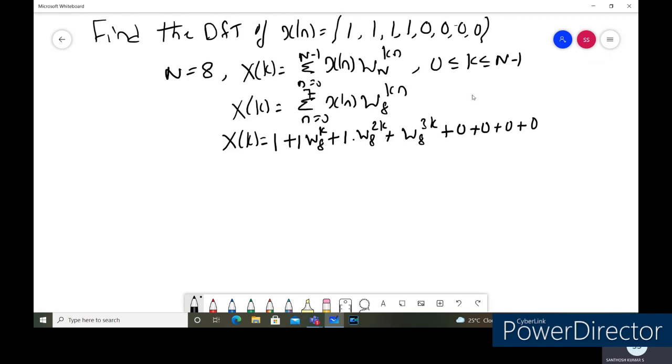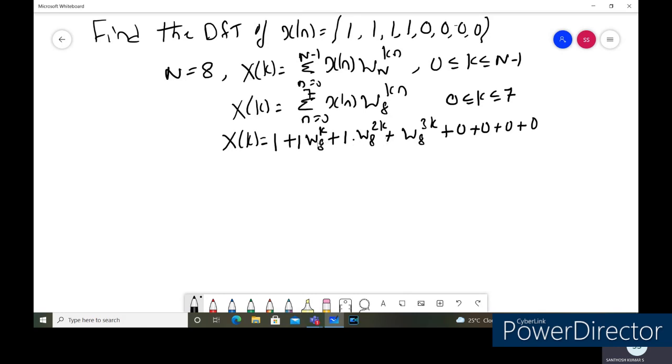Now we can substitute the value of k from 0 to N minus 1, that is, 0 less than or equal to k less than or equal to 7. Sorry, N is 8, and 8 minus 1 will be 7. Now, in order to find the values, if I substitute k is equal to 0, we get the value.